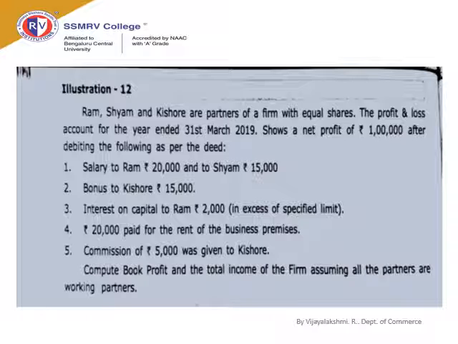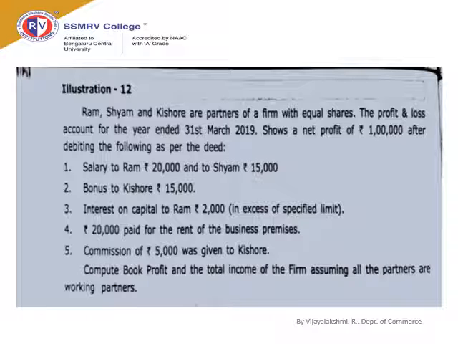Next is rupees 20,000 paid for the rent of a business premises. Apart from that, we have commission of rupees 5,000 given to Kishore. Compute book profit and total income of the firm, assuming all the partners are working partners. Here we need to understand for a net profit what are the items to be added and what are the items to be deducted.